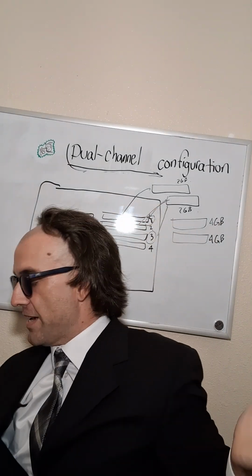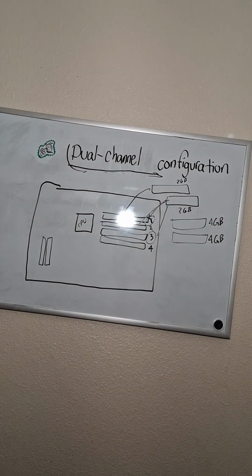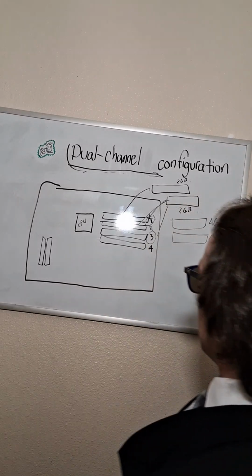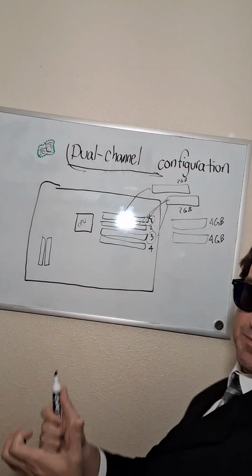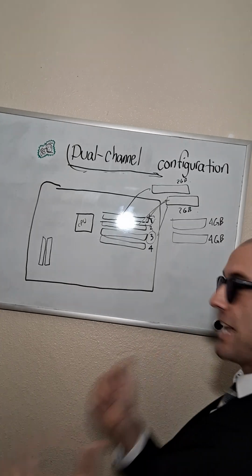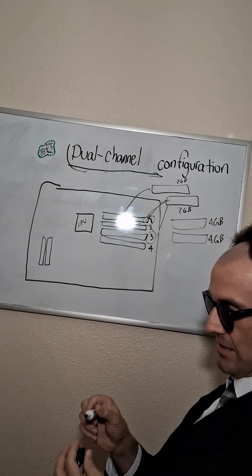I can't make much more sense than that. It seems pretty simple. You put the even with the even and the odd with the odd. You got to have the same thing on even. You got to have the same thing on odd.